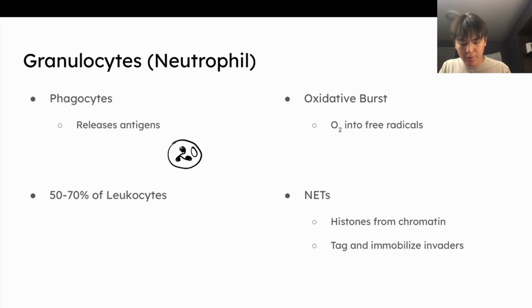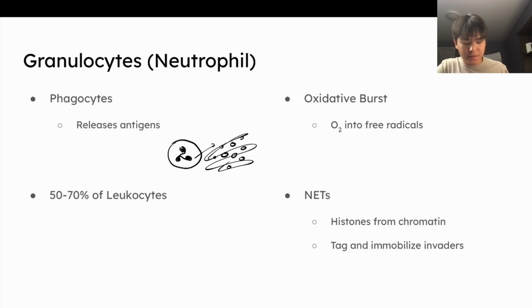Last thing he does that I want to mention, he does other things, but these are the main things. He releases these things called nets, or neutrophil extracellular traps, right? And imagine, let's say we have a bunch of bacteria, and obviously he's outnumbered, right? What he can do, see this little chromatin of his in this nucleus? Well, he can actually spit it out and form what we call nets, right? And these nets have histones on them and everything, right?